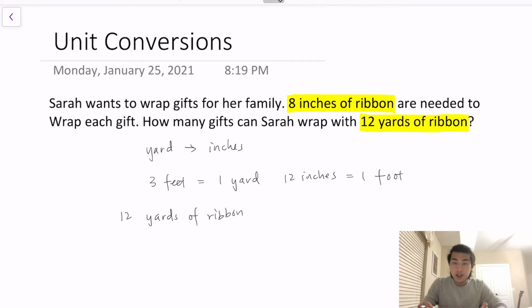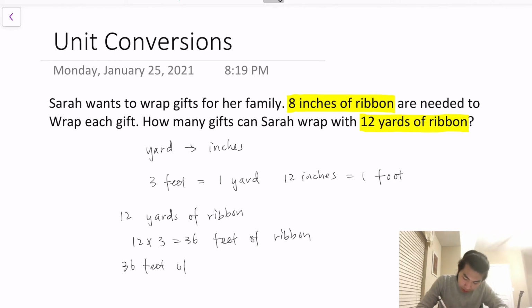And each yard is 3 feet. We do 12 multiplied by 3, and it will give us 36. And that is 36 feet of ribbon. After this, we need to convert foot to inches, right? And follow a similar concept. We have 36 feet of ribbon. And there are 12 inches in each foot. So 36 times 12, which is equal to, now you can pull out your calculator, but you can pause the video too, but the answer will be 432 inches of ribbon.